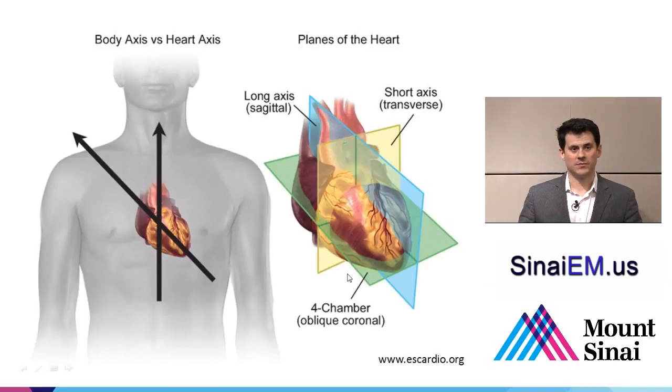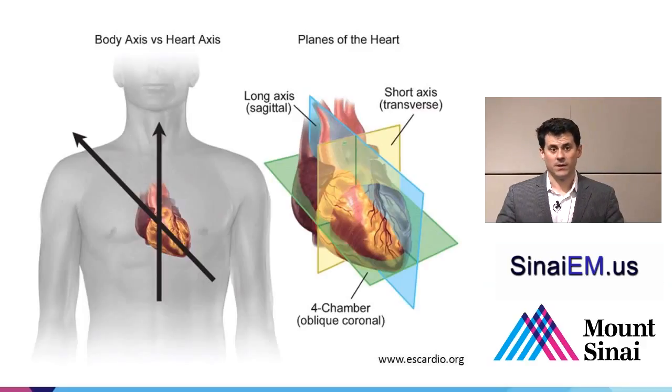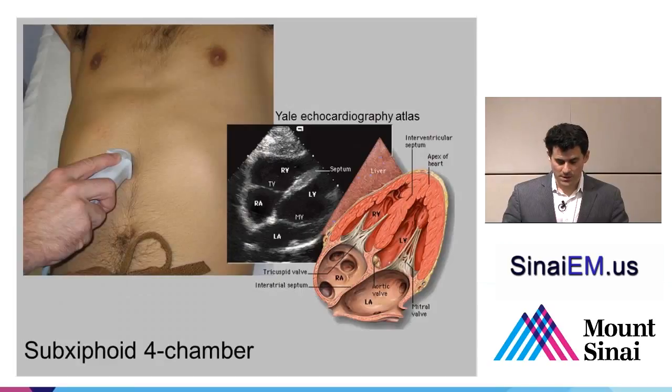So these are the planes of the heart, meaning these are the different ways that it can be sliced using ultrasound. There are also several windows that we use, and the windows are the areas where we actually place the transducer to obtain these images. So subxiphoid view, meaning put the probe under the xiphoid process, aiming for a four-chamber cardiac view, means we're going to try to address the plane of the four-chamber view of the ultrasound through the subxiphoid approach.